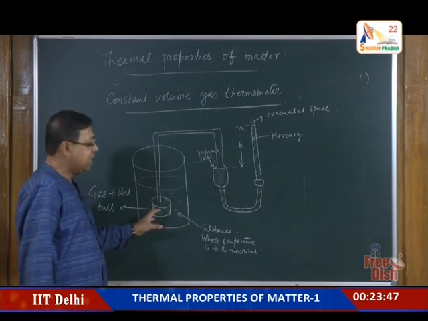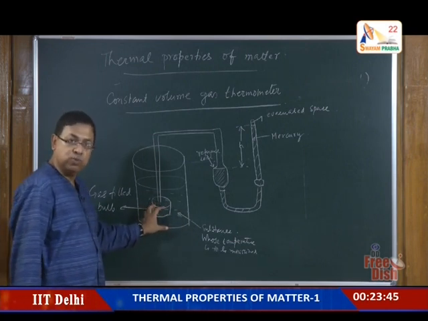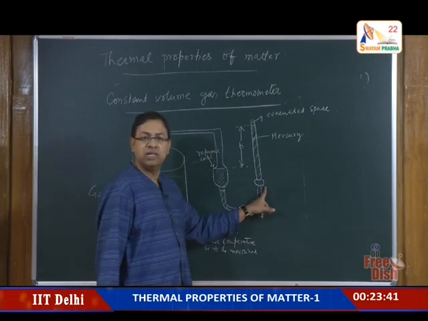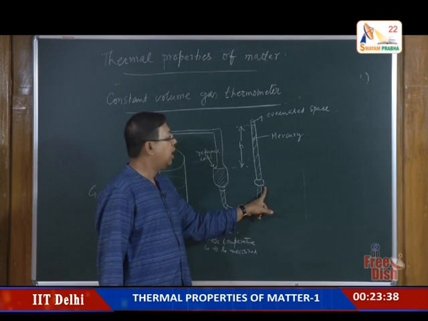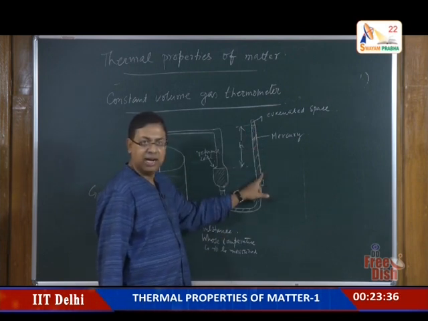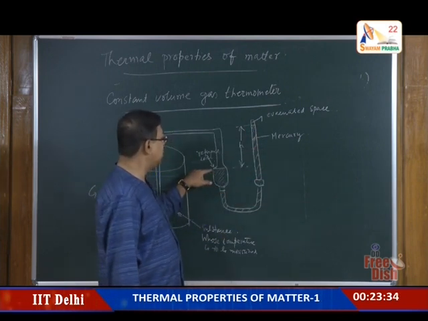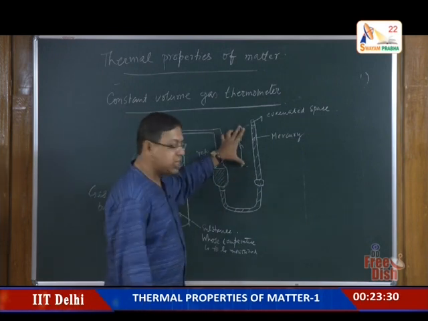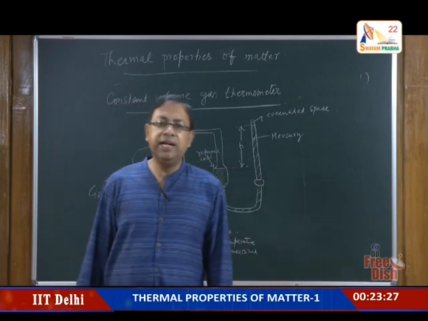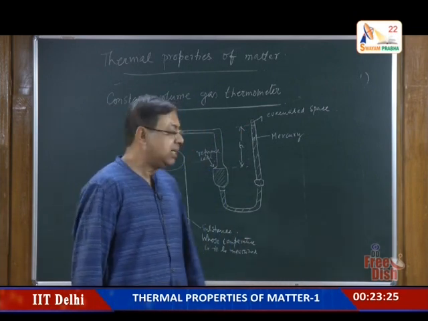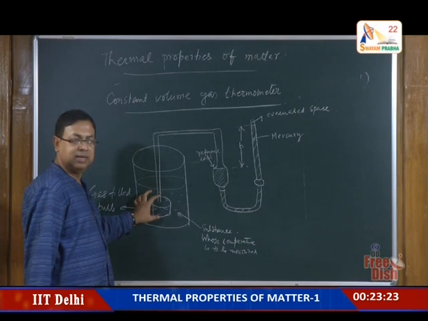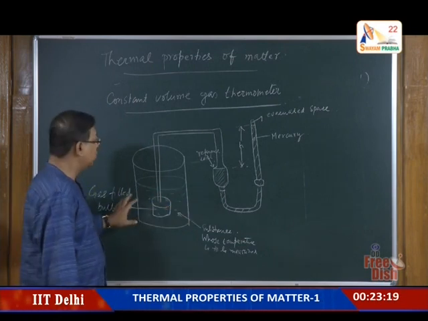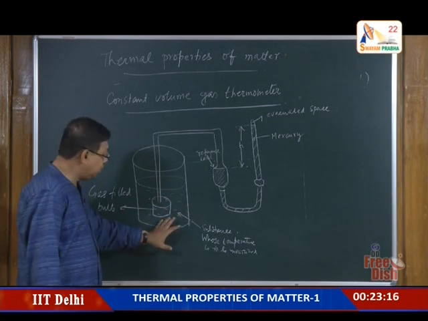will expand, and in order to keep its volume the same, we'll have to adjust the right hand of the manometer tube, the level of mercury in the right hand of the manometer tube, so as to keep the reference level the same, and this height h will be the indicator of the pressure that the gas is exerting on the liquid.